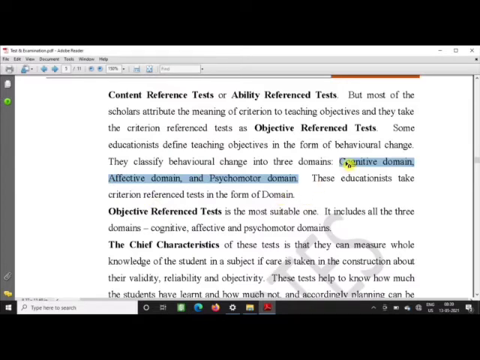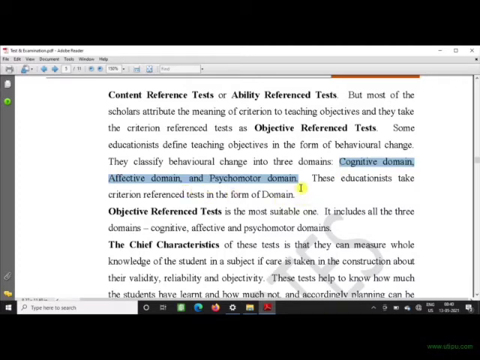So cognitive domain, where your cognitive abilities are involved; affective domain, where your heart is involved, your emotions are involved; and psychomotor domain, where your physical functions are involved. For example, learning certain kinds of skills, like how to play football, how to play cricket, how to drive. In learning all these skills, your cognitive, affective and psychomotor domains are involved.